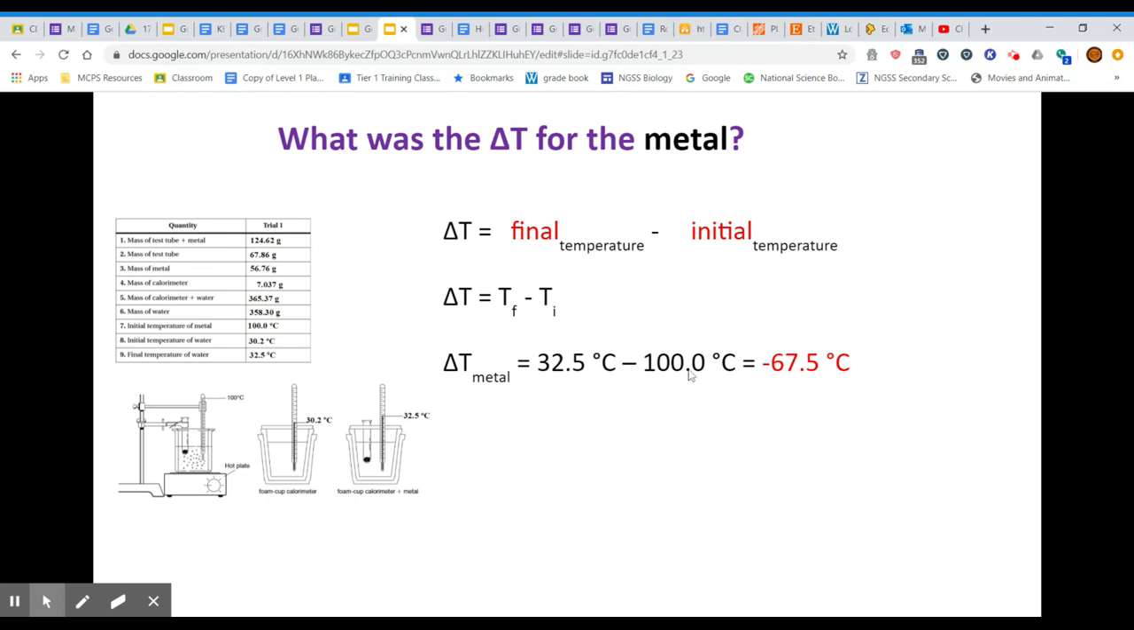Initial, remember, we started the metal in the hot boiling water. So the initial temperature of the metal was 100 degrees Celsius. We subtract the two and we get negative 67.5 degrees Celsius. Here you can clearly see that the delta T is negative, and it is okay to have delta T as a negative value, saying this reaction was exothermic. Heat was given out by the metal to the water.